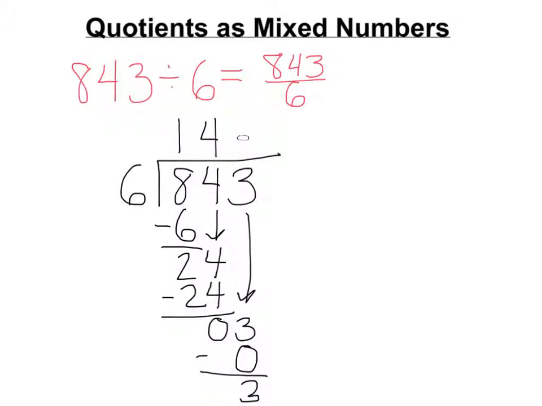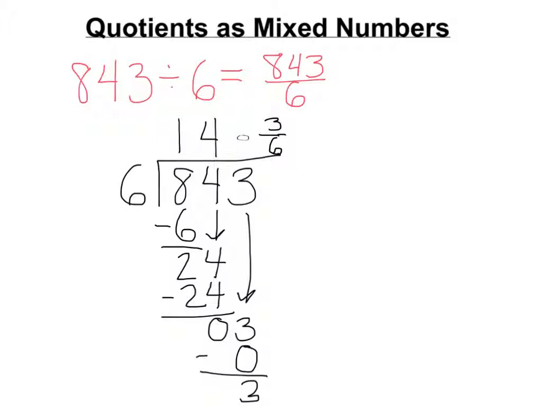So I'm going to take my remainder 3 and I'm going to bring it up here. Now this is where our fraction comes in handy. 6 then goes into 843 140 times. But it has 3 left over, meaning that I still have 3 in the numerator. Now, what's the denominator? Well, the denominator is the same as it was before. So the denominator is the same as what we're dividing by. So that means it's out of 6.